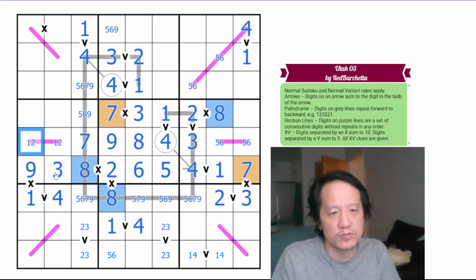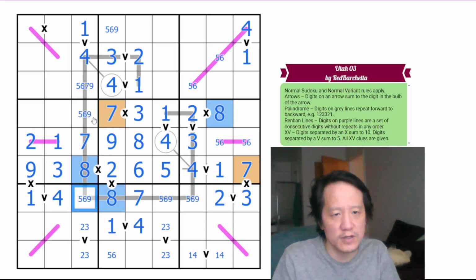This 1 eliminates 1 here, so this is 2 and 1. This 7 means this has to be a 7 because of the palindrome, so these can't be 7 here, here, or here. 5 cannot be here because of the 5 in the column, so this can't be 5 either.